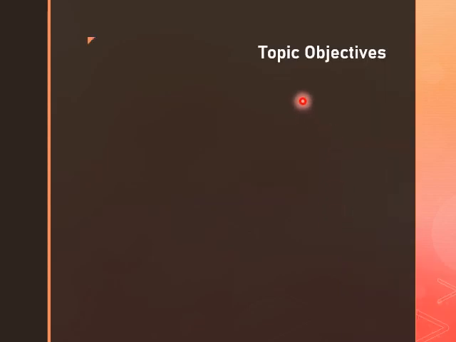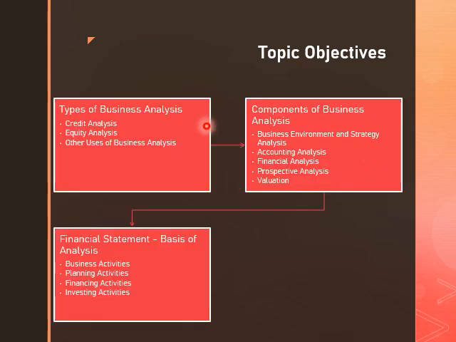This will be your topic objective. First, we are going to learn on the types of business analysis. Okay, inside that kita akan tengok pasal credit analysis, equity analysis and other uses of business analysis. And then the second one kita akan tengok the components of business analysis. Okay, dekat sini ada 5 anak. Okay, kita akan go through everything inside here. And then the last one adalah the financial statement basis of analysis. Okay, so ada 4 anak kat sini. So let's move on to the next slide.